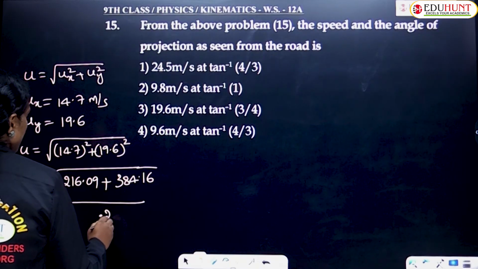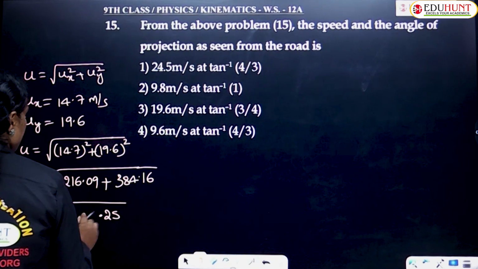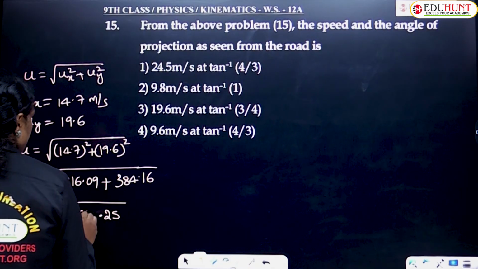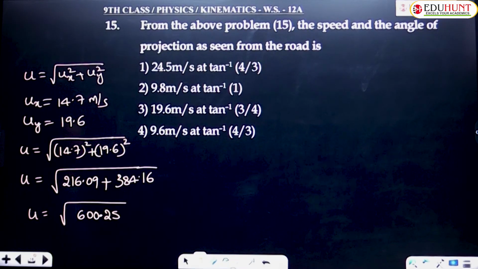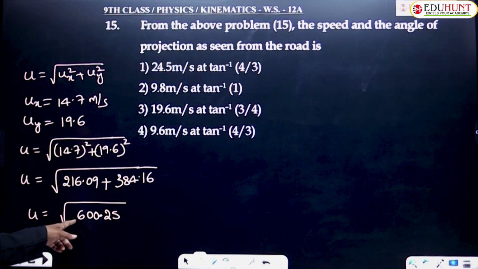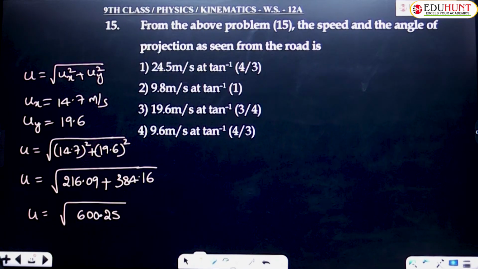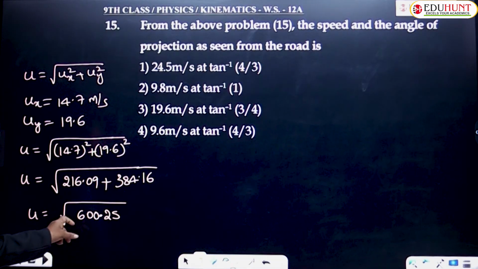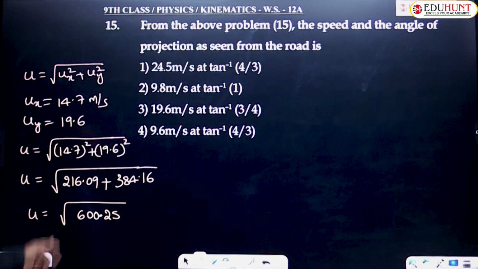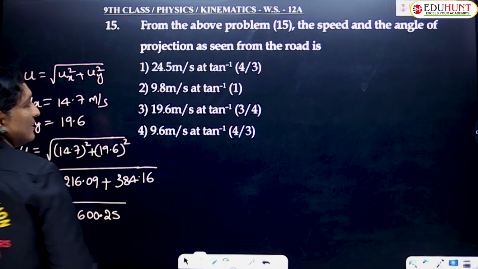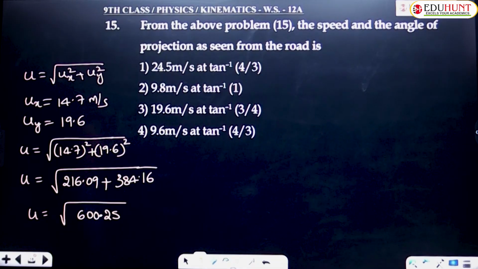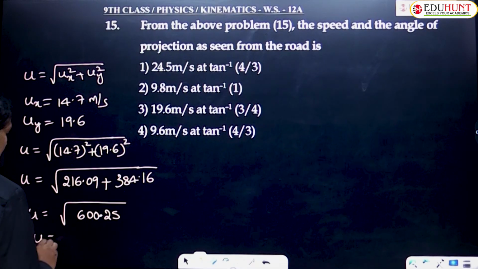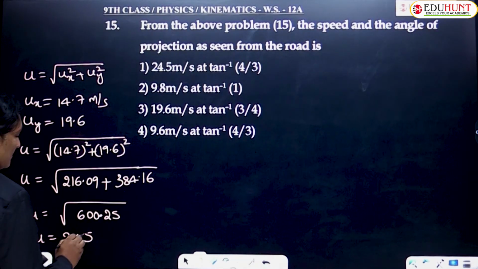After decimal it is 25, and this will be 600. So the value of u is found to be root over 600.25. We know that, children, 25 square is 625, whereas 20 square is 400. So it will be something in between 20 and 25. Let us see, it might be something around 24.5. So let us check whether this is true or not. The value of u is approximately 24.5 meter per second.